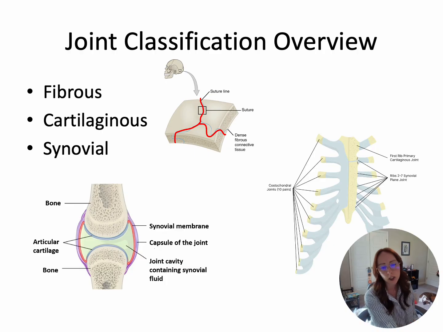And then cartilaginous joints. These allow limited movement and primarily serve for shock absorption. You'll see this in costochondral joints, which is where the bony portions of our ribs connect to their respective costal cartilage. So you see that in this area here, the cartilage connecting to the ribs coming out here. This area is cartilaginous joints.